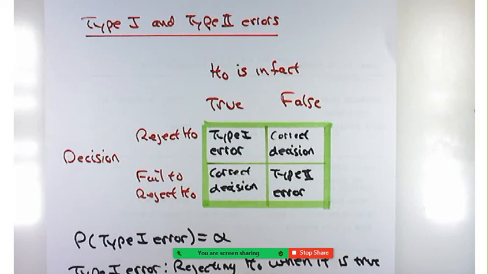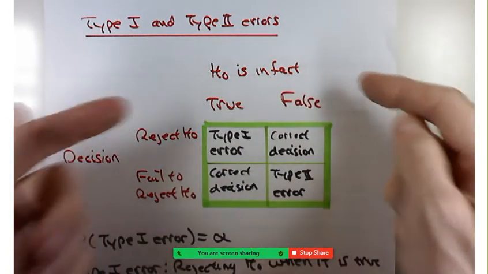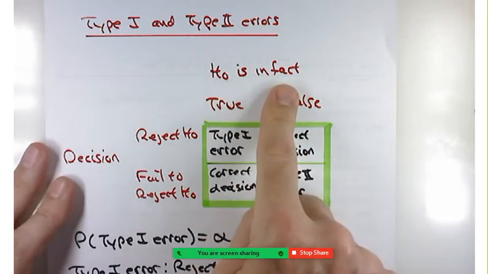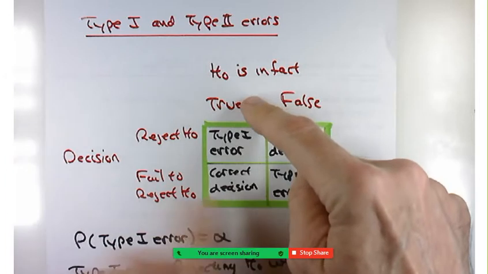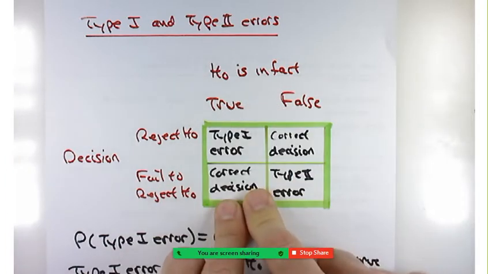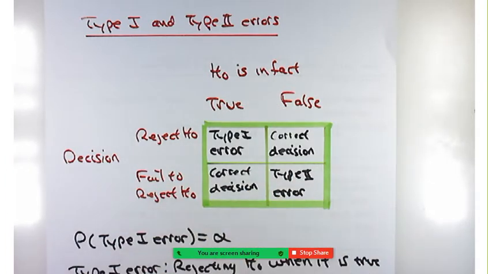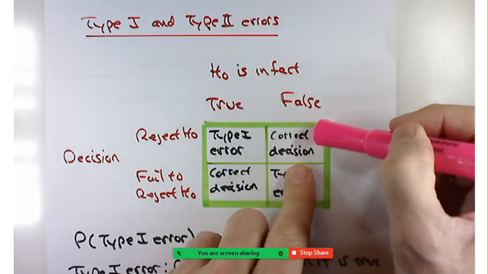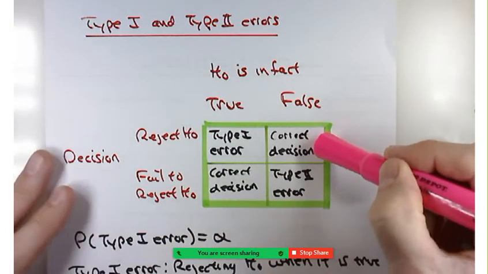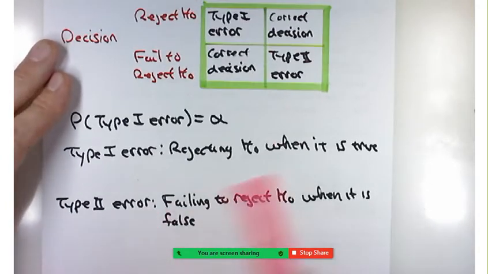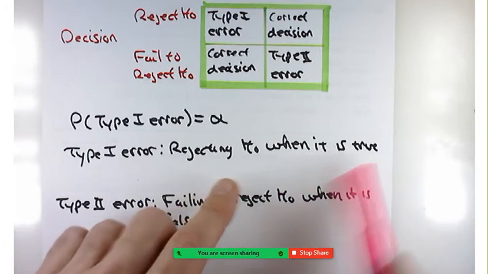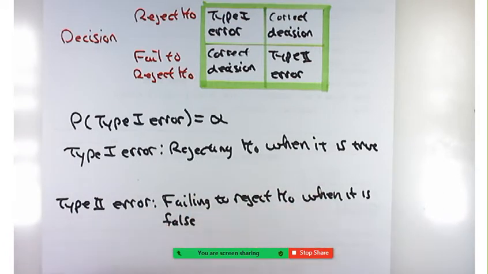So type 1 and type 2 errors occur during a hypothesis test because we don't know if H naught is true or false. Now when H naught is true and we fail to reject it, that's a correct decision. That's great. If H naught is false and we reject it, again, that's a correct decision. So that leaves us with two other possibilities, two other errors. A type 1 error is rejecting H naught when it's true. A type 2 error is failing to reject H naught when it's false. So, wow, a lot going on.